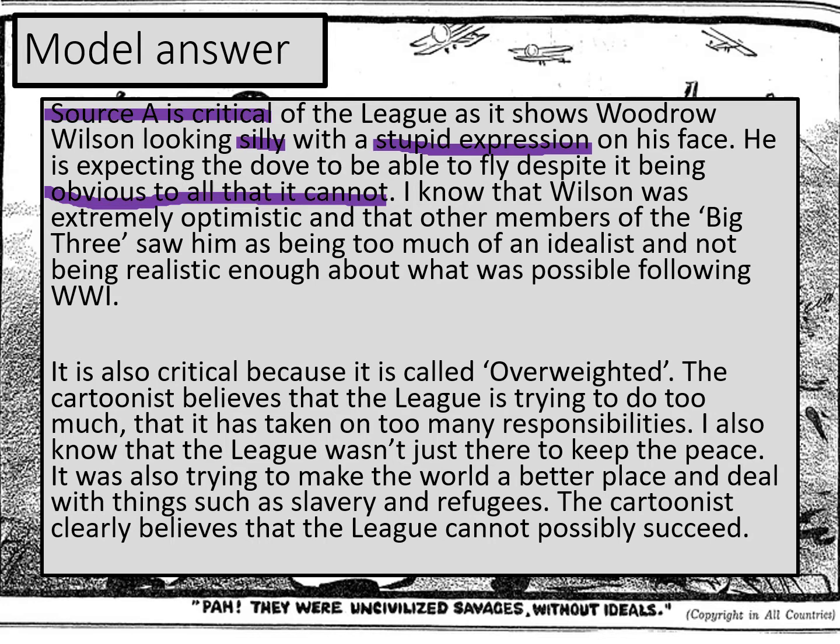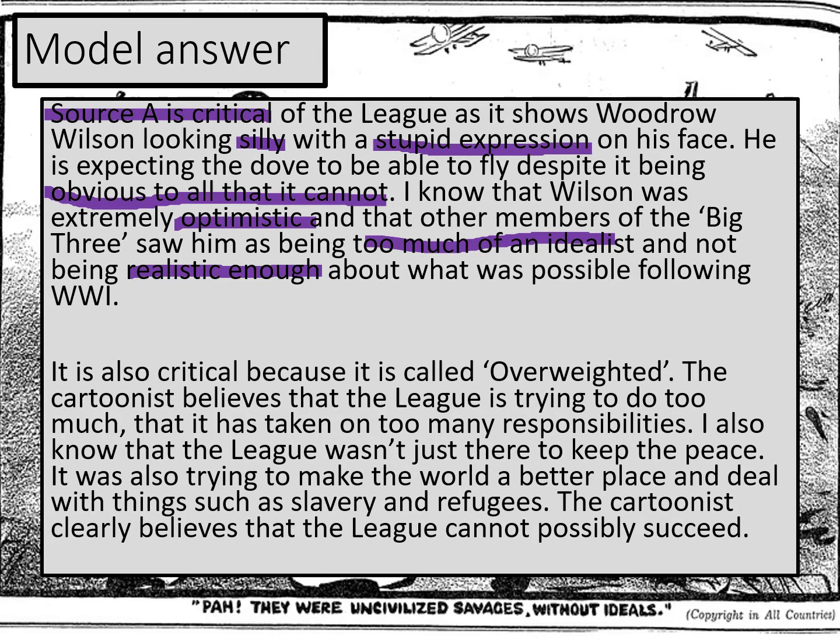Now we're going to come in with some knowledge. We've already said, well, this is what we can see in the picture. I know that Wilson was extremely optimistic and that other members of the big three saw him as being too much of an idealist and not being realistic enough about what was possible following World War I. So there's not loads of knowledge there, but there's enough. What we've done there for 2 marks really is we've pointed out, well, we know it's critical. We've given some details from the cartoon and then we've given a little bit of knowledge.